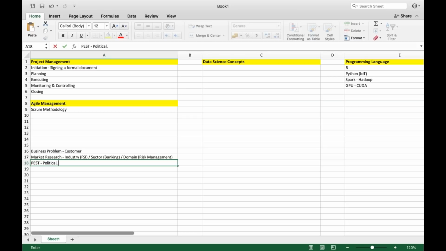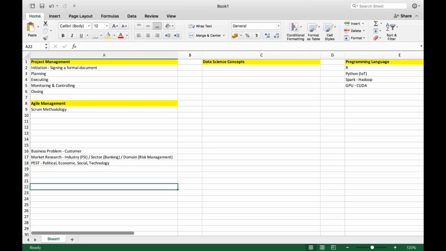Understand what is the political situation of the country in which this customer resides and is headquartered. Right? Say you're doing a project for a client in Sweden. You need to understand in which location this customer has a headquarters, what is the political scenario there, economic scenario, what is the social scenario, and then what is the technological scenario. PEST analysis is what people call this. As part of market research, include this also.